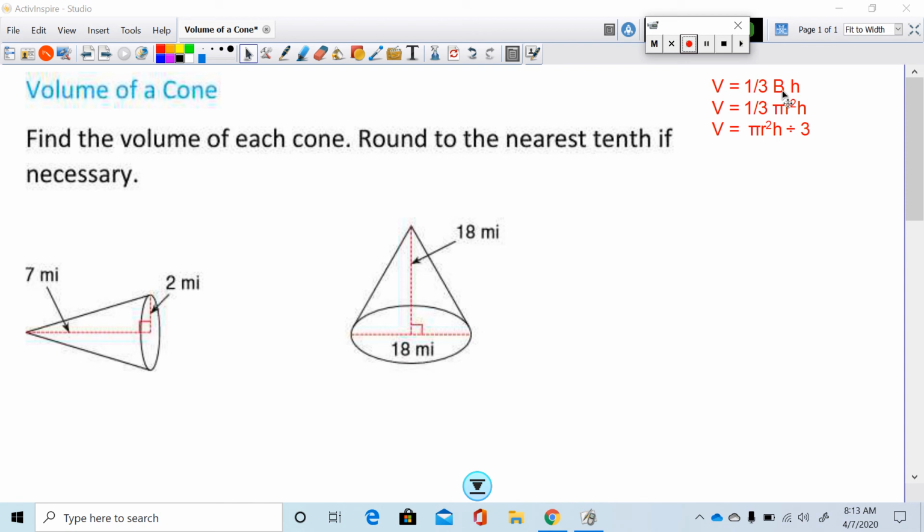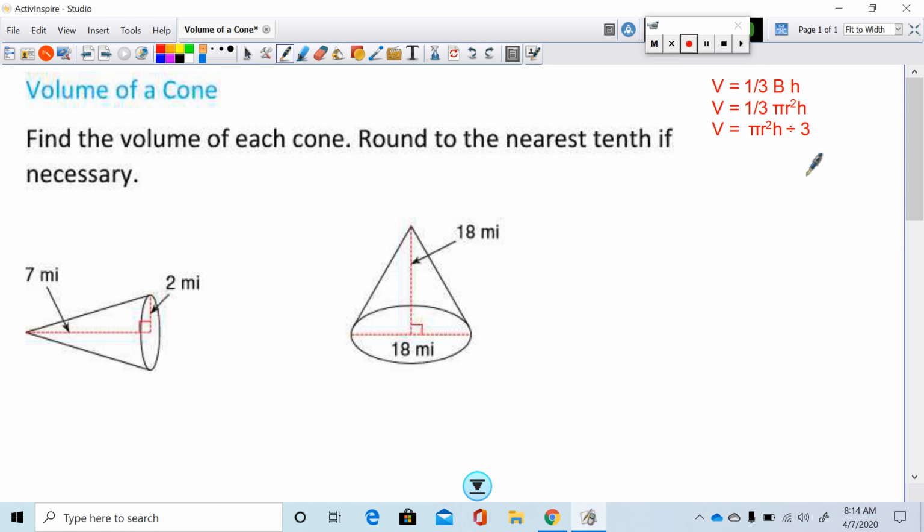Now, anytime you have a capital B in a formula, it means the area of the base. So since the base in a cone is circular, the area of a circle is pi r squared. So a second way to write this is 1/3 pi r squared H. But even simpler than that is to recognize that 1/3 just means divide by 3. So you have pi r squared H divided by 3. And that last one is the one that I'll use.